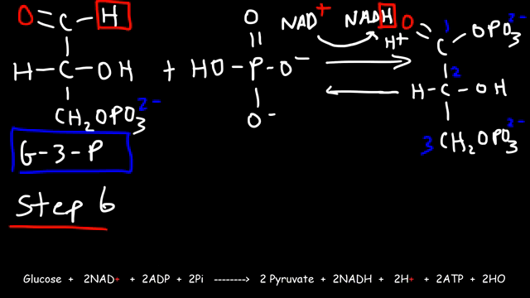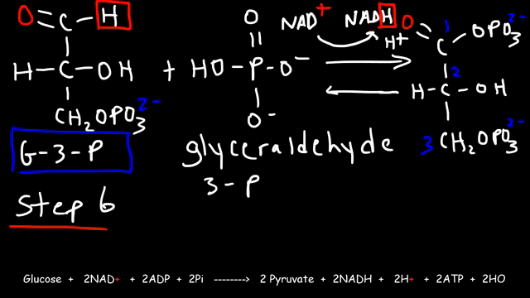Now let's talk about the enzyme that catalyzes this reversible reaction. What type of enzyme do we need? So I'm going to give you the name this time. It's glyceraldehyde 3-phosphate. So this is the name of the substrate. That's G3P. And then dehydrogenase.